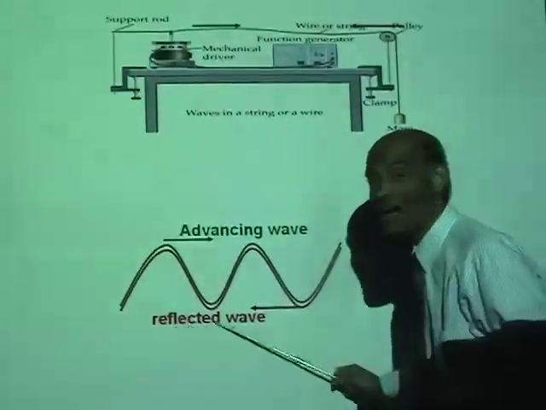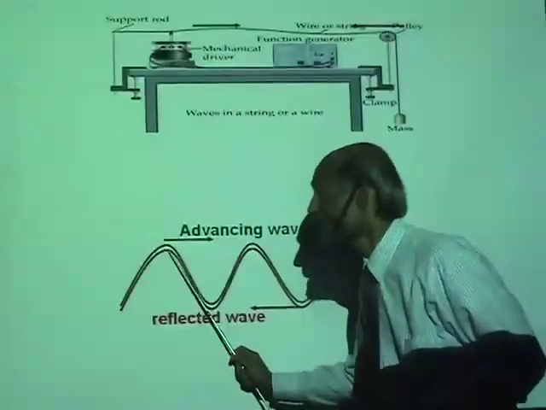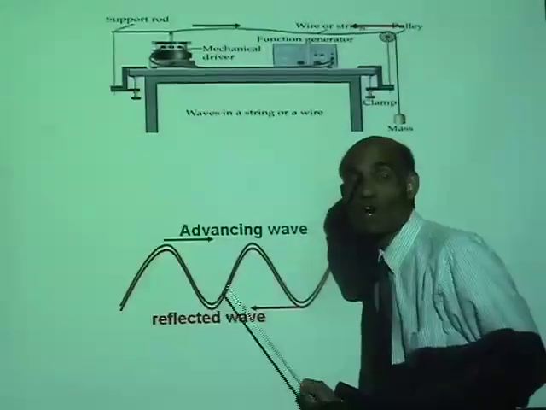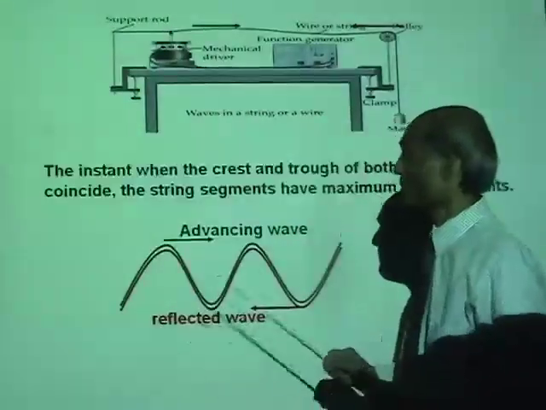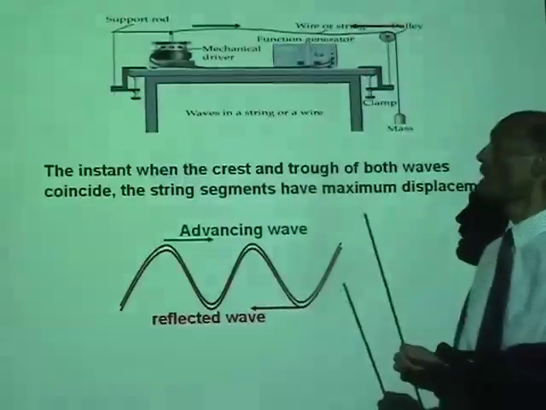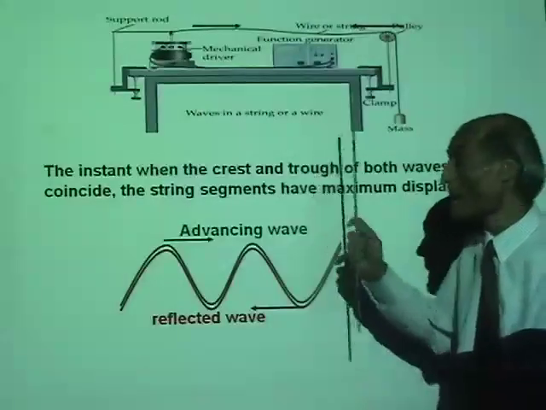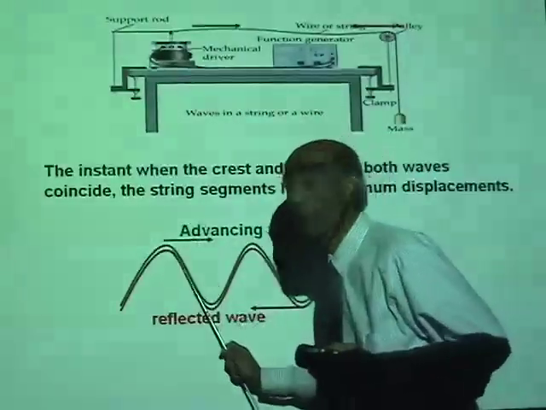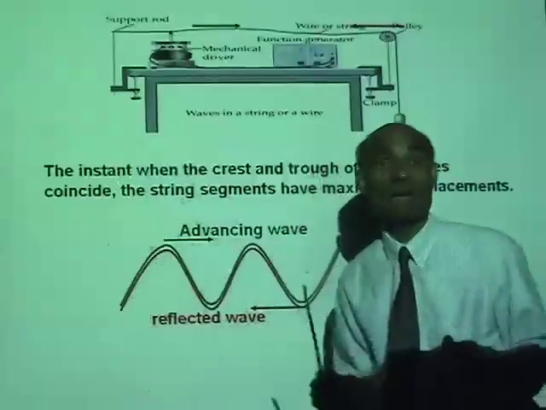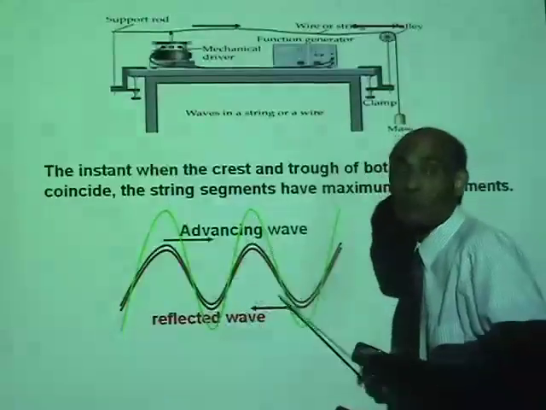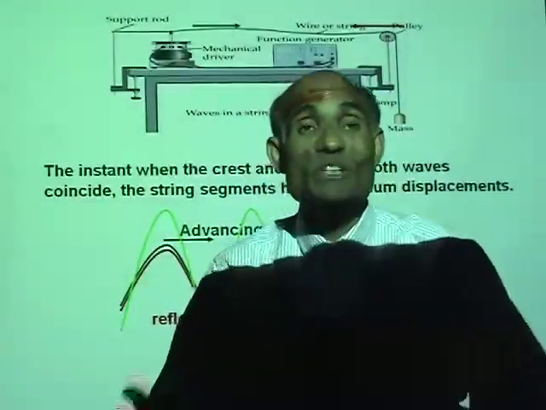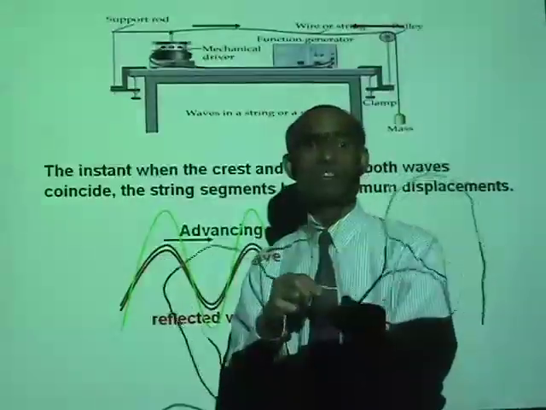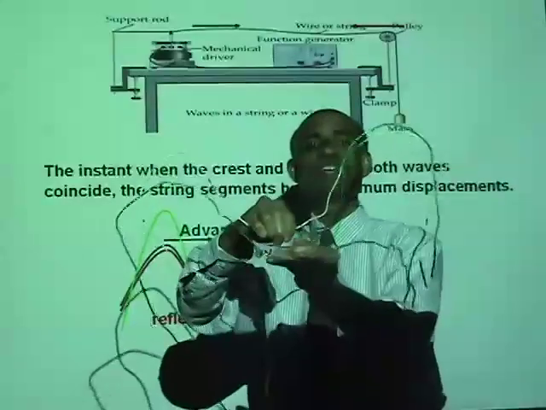So the advancing wave and the reflected wave meeting at a point, with the crest of the advancing wave on the crest of the reflected wave, the trough of the advancing wave on the trough of the reflected wave, what will happen? The instant when the crest and trough of both waves coincide, the string segments have maximum displacements. Everywhere on the string, the particles will have maximum displacements because both these waves are meeting in phase everywhere. So the string segments will have maximum displacements. But this only stays for a fraction of a second. Why? Because the green wave is advancing to the right and my white wave is advancing to the left.